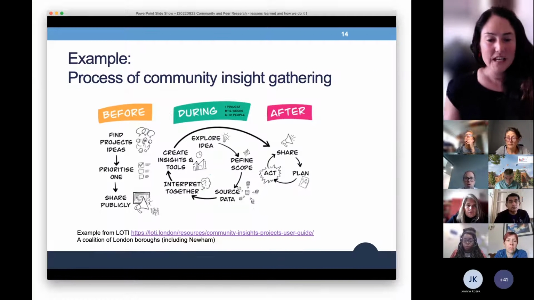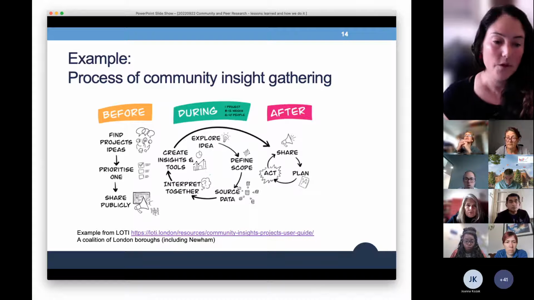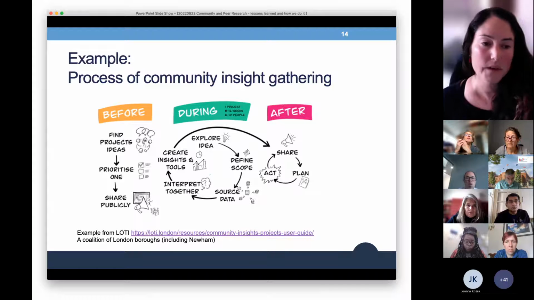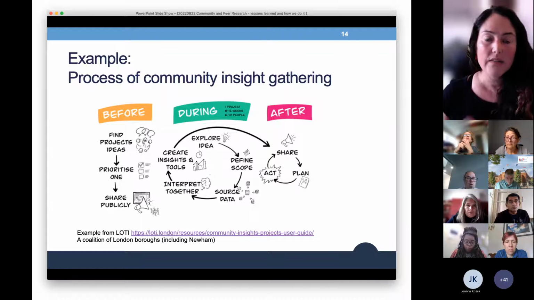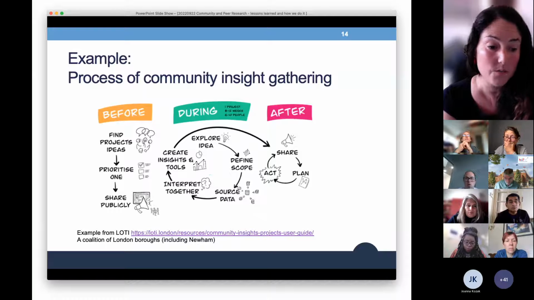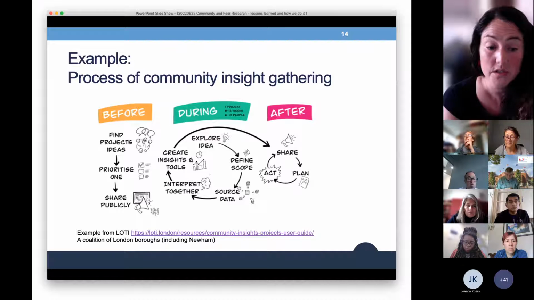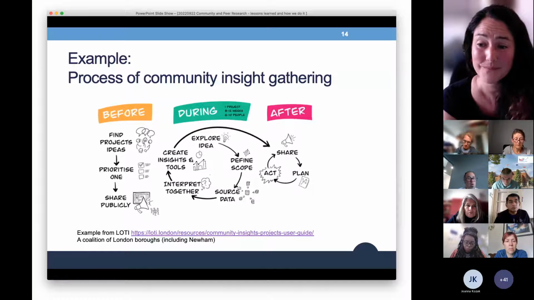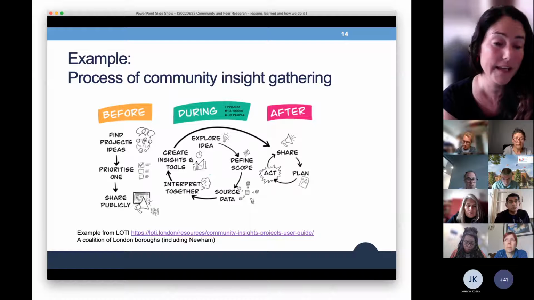And just to give you a bit of an overview and also a link to where you can find out more, the process that we follow, very loosely, actually looks very much like this community insight gathering process, which you can see on the Lottie website, which I'm going to share with you, which was a coalition of London boroughs, which included Newham, that looked at how we gather community insights. There are some great tools and links on there, so I definitely recommend looking at it.